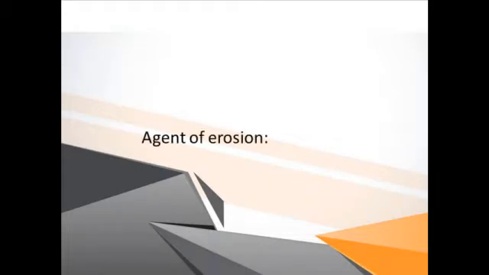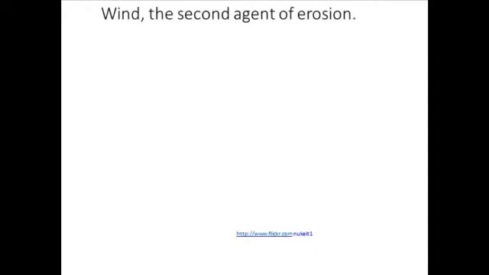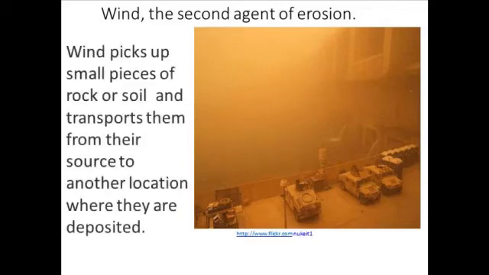We have another agent of erosion here, which is wind. Wind is the second agent of erosion. As you can see in here, wind picks up small pieces of rock or soil and transports them from their source to another location where they are deposited.